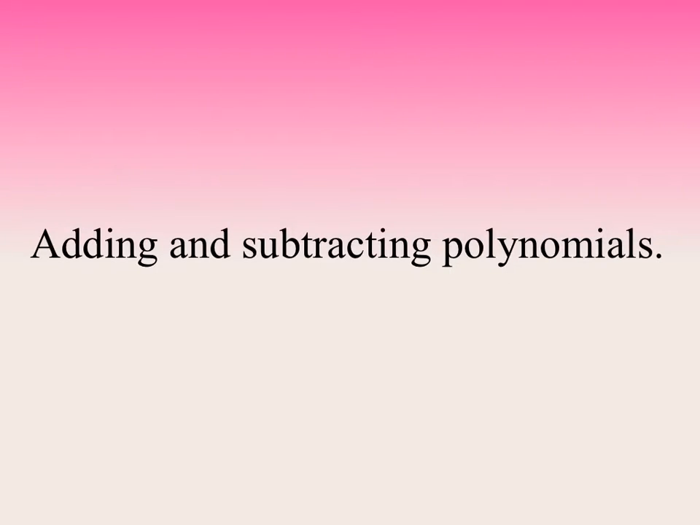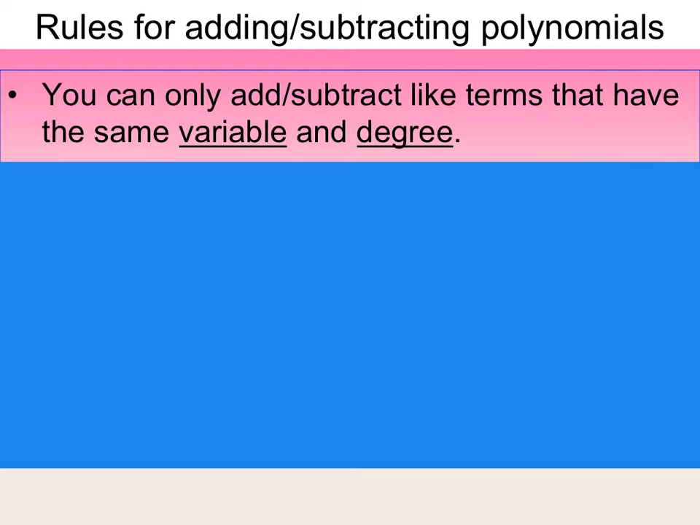So what we're really going to be doing with these polynomials is looking at how you're going to add and subtract them. And this is actually easier than what we've done before. So if you're starting to think this might be hard, it's actually super, super easy. So here's your rules for adding and subtracting polynomials. First of all, you can only add and subtract like terms. And to be a like term, they have to have the same variable and the same degree. So the same variable and then the same degree as well.